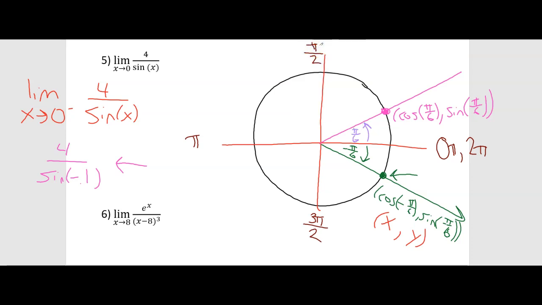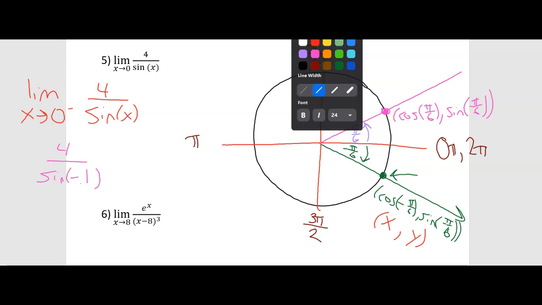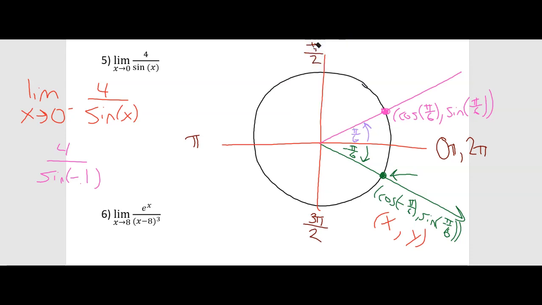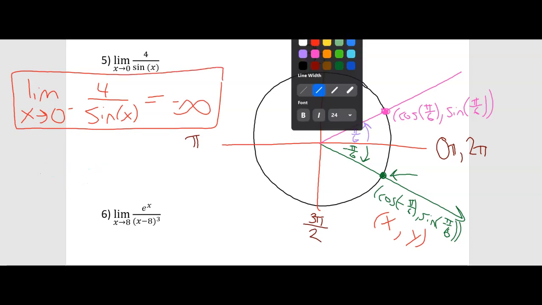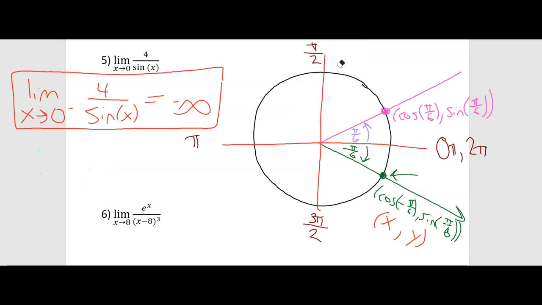So if my numerator, 4, is positive, and my denominator is going to be negative, that's going to give me a limit that is approaching negative infinity. And I could do the same thing as we approach from the other side. So the limit as x approaches 0 from the positive side.